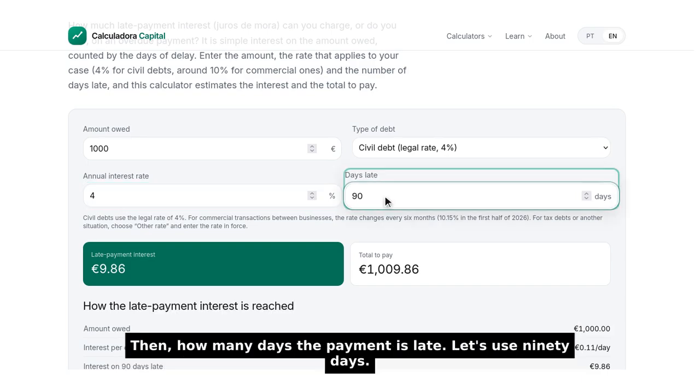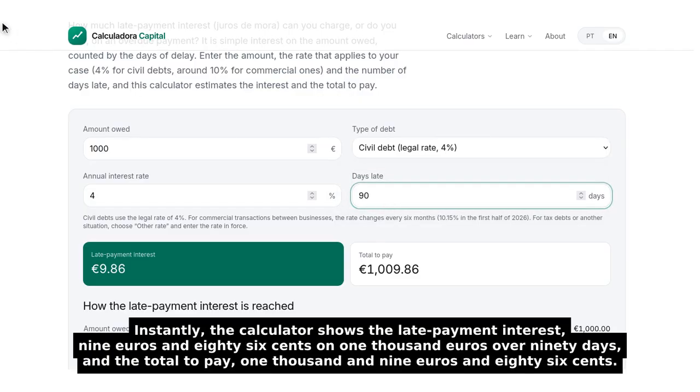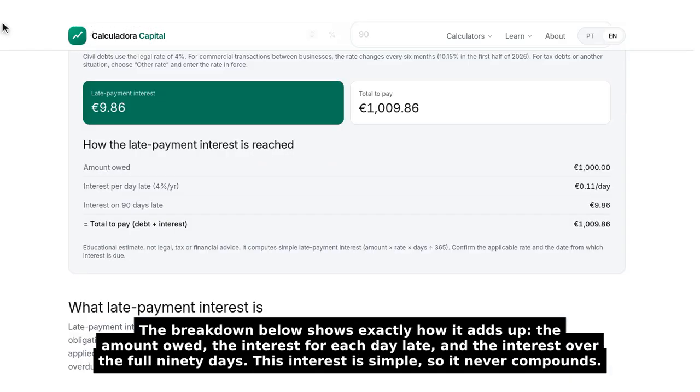Then, how many days the payment is late? Let's use 90 days. Instantly, the calculator shows the late payment interest, €9.86 on €1,000 over 90 days, and the total to pay, €1,009.86. The breakdown below shows exactly how it adds up: the amount owed, the interest for each day late, and the interest over the full 90 days.